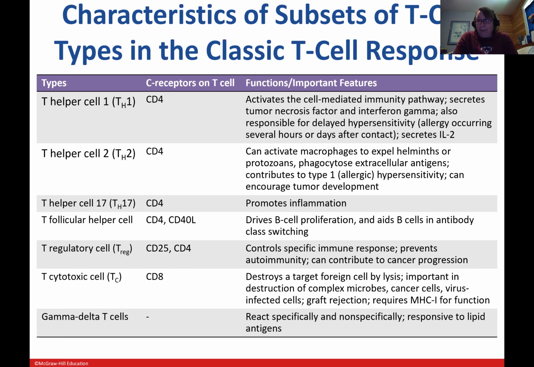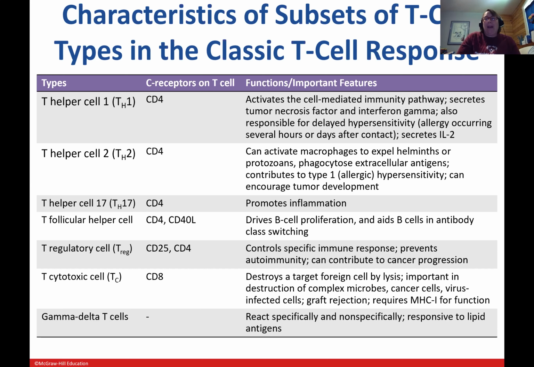Viral infected cells, again, viruses go intracellular, so this is the type of cell that would be necessary to control a viral infection. This one is also involved in graft rejection. So again, this is going to recognize a host cell as not self, and it's going to attack it. This particular type of cell needs MHC1 in order to function properly. That's part of the handshake involved with waking up the cytotoxic T cell.